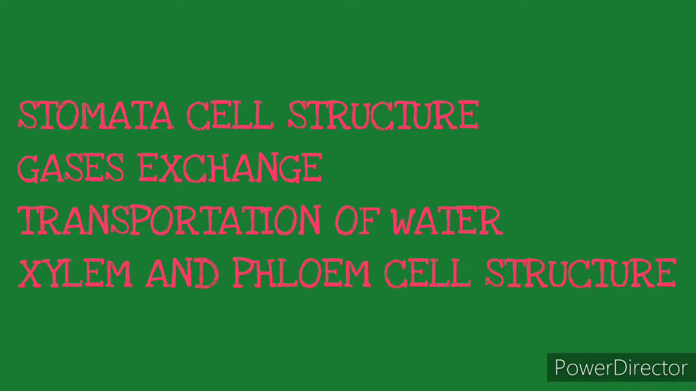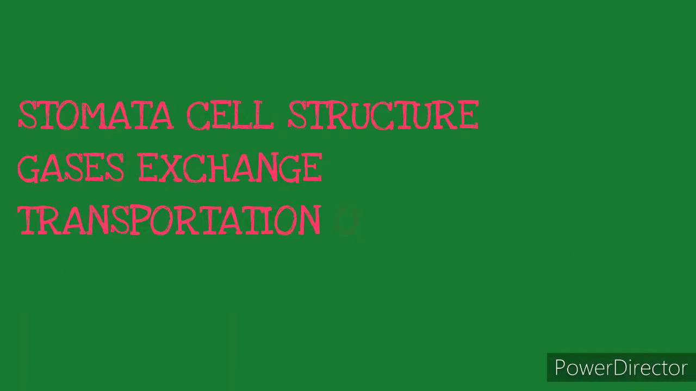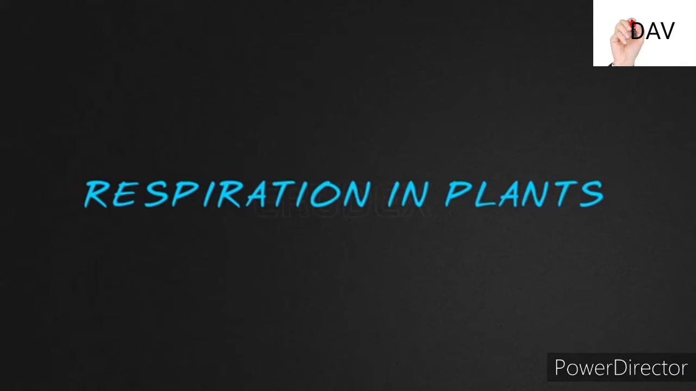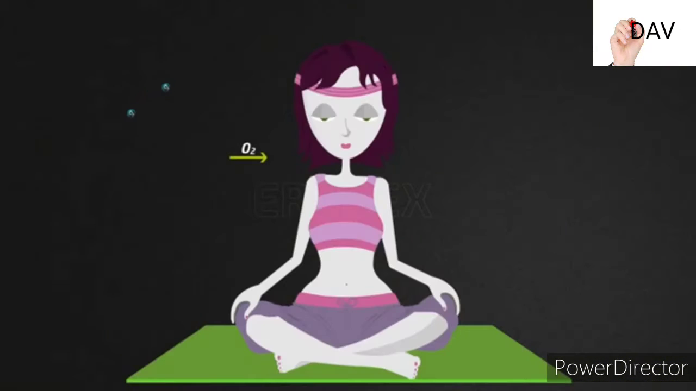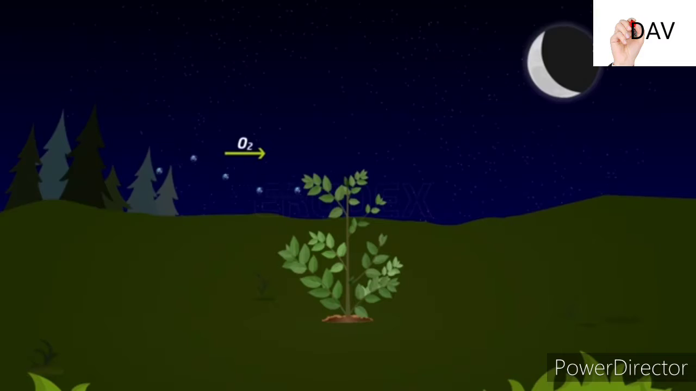Today we are going to discuss respiration in plants. In this module we are going to learn about stomata cell structure, xylem and phloem cell structure, and gases exchange. Respiration is a vital process which is useful for all living organisms. Plants also intake oxygen and give up carbon dioxide during night times.